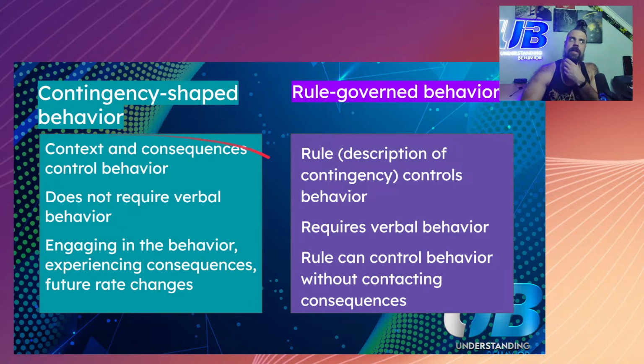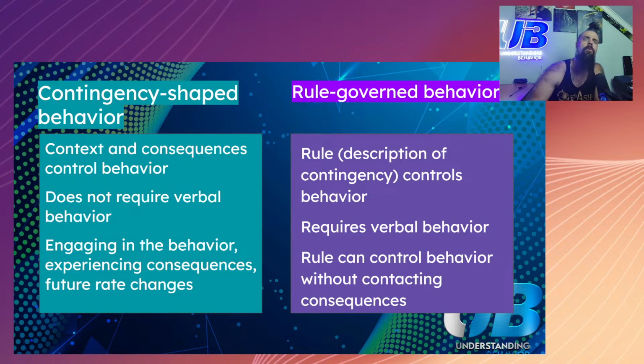Again, we want to look at our context and consequences and how that controls our behavior. Contingencies do not require verbal behavior to be effective, so these will affect any individual, whether they have verbal ability or not. And then engaging in the behavior, experiencing the consequences, this is what causes the future rate changes.